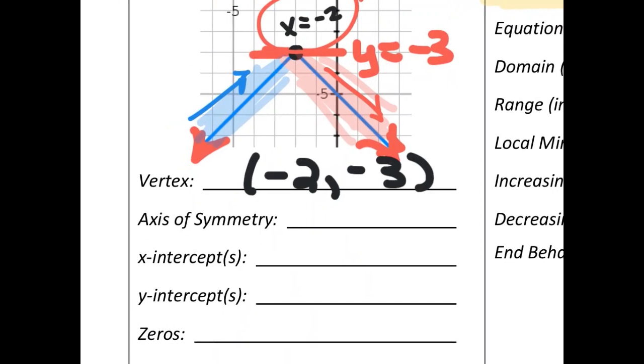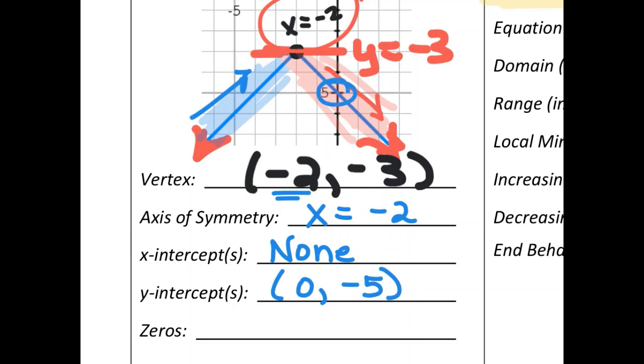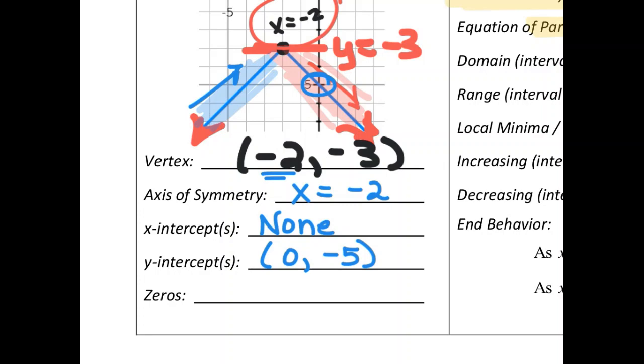Now, the axis of symmetry is always going to be x equals the same x value from the vertex. That was -2, so my axis of symmetry is -2. There are no x-intercepts, so I'm going to write none, or I can write NA. Do not write null set. Your y-intercept is 0, -5. That y-intercept is right here. And remember that your zeros are going to be the same as your x-intercepts. So if there's no x-intercepts, there's no zeros.